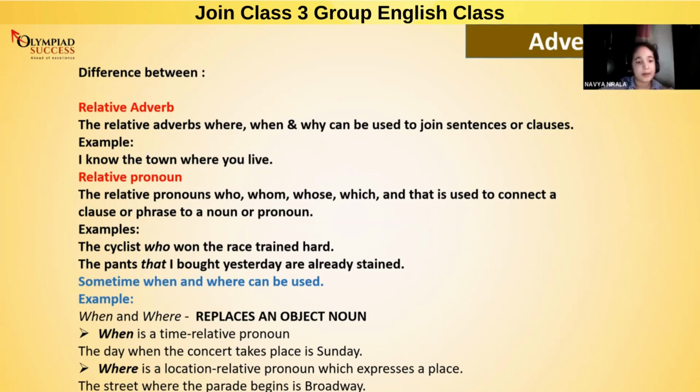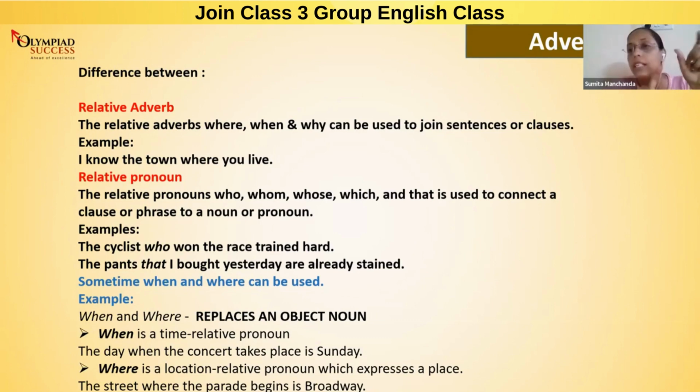Ma'am, but in the example, the cyclist who won the race trained hard, here it's written who. So over here, who is a relative pronoun. So who is joining two sentences, two clauses. First, make yourself understand they are joining them. The cyclist is one, won the race, trained hard is the other one. Now, which word is joining these two? Who.